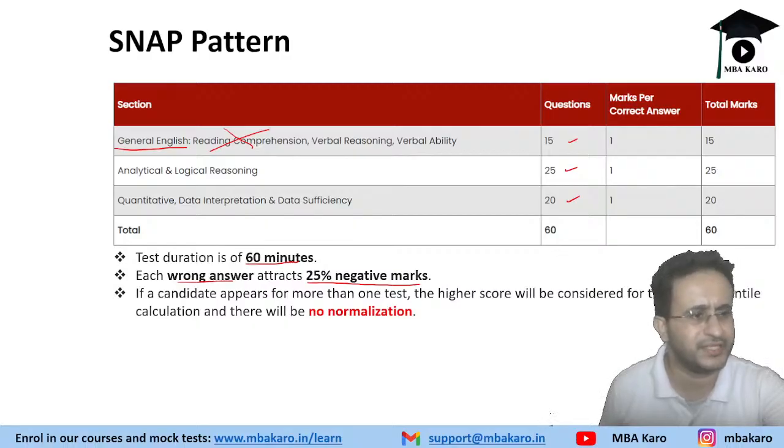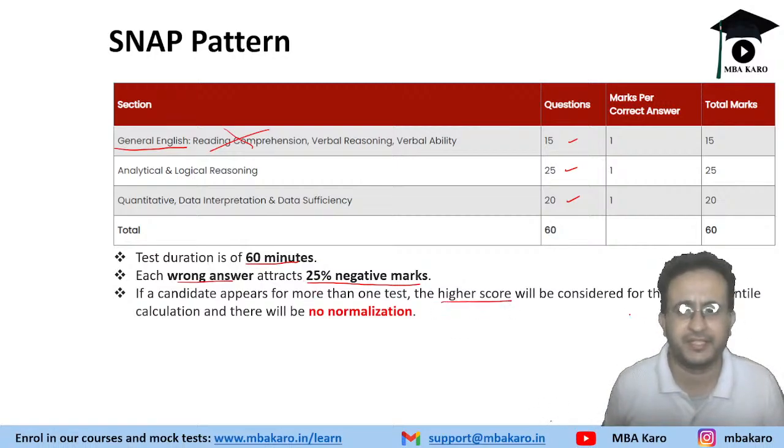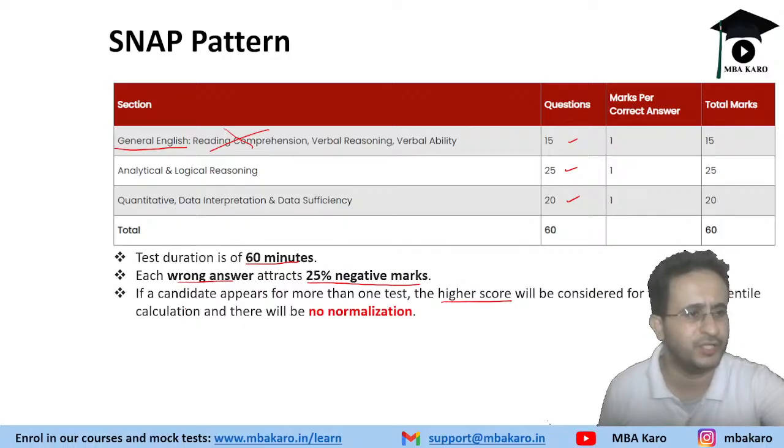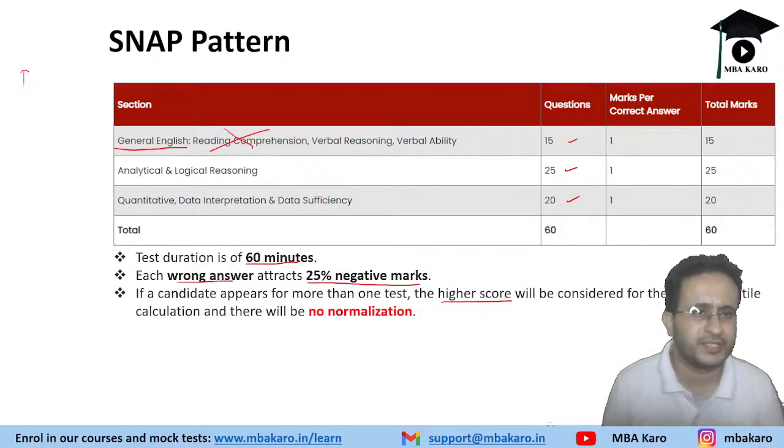Now, if a candidate appears for more than one test, the higher score will be considered for the final percentile calculation. So it is the best of three scores, or best of two. Whichever score is the highest will be considered for your percentile calculation. So the best score is considered.